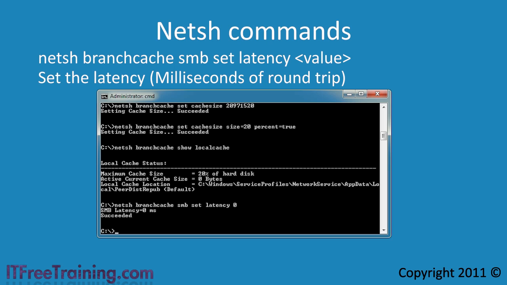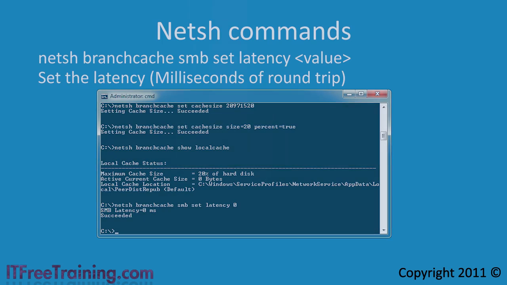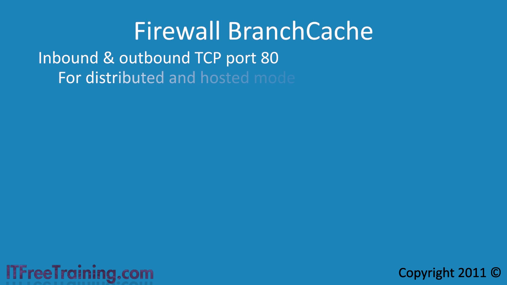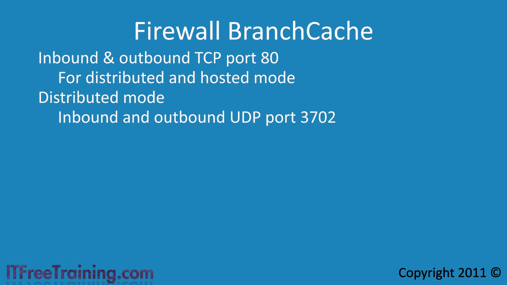If you use netsh, you will not need to configure the firewall. If, however, you use group policy, you will need to configure the firewall either manually or through group policy. BranchCache needs certain ports open which can change depending on which mode it is running in. The first port that needs to be open is port 80 for inbound and outbound traffic. This is regardless of which mode you use. If you decide to use distributed mode, you require UDP port 3702 open for inbound and outbound traffic. If you decide to use hosted mode, you only require TCP port 43 for outbound traffic.